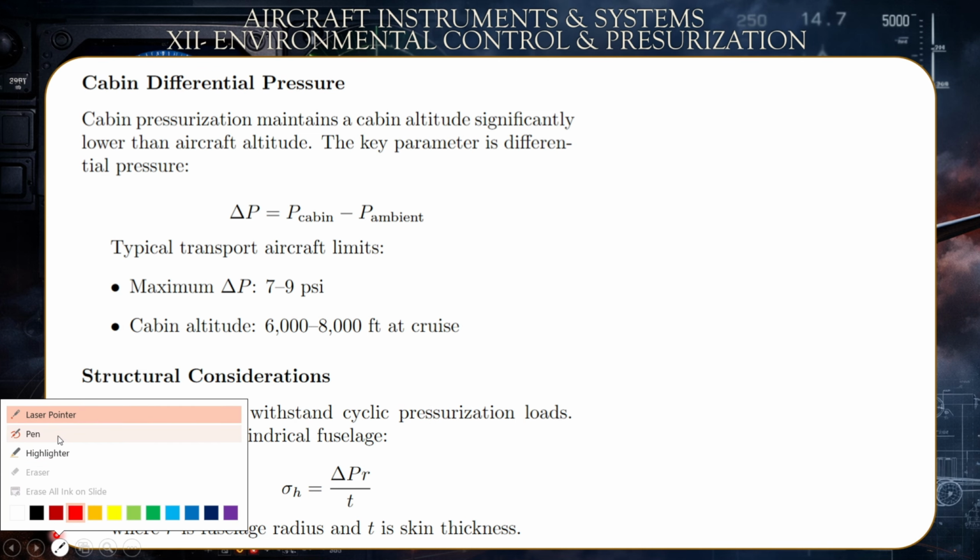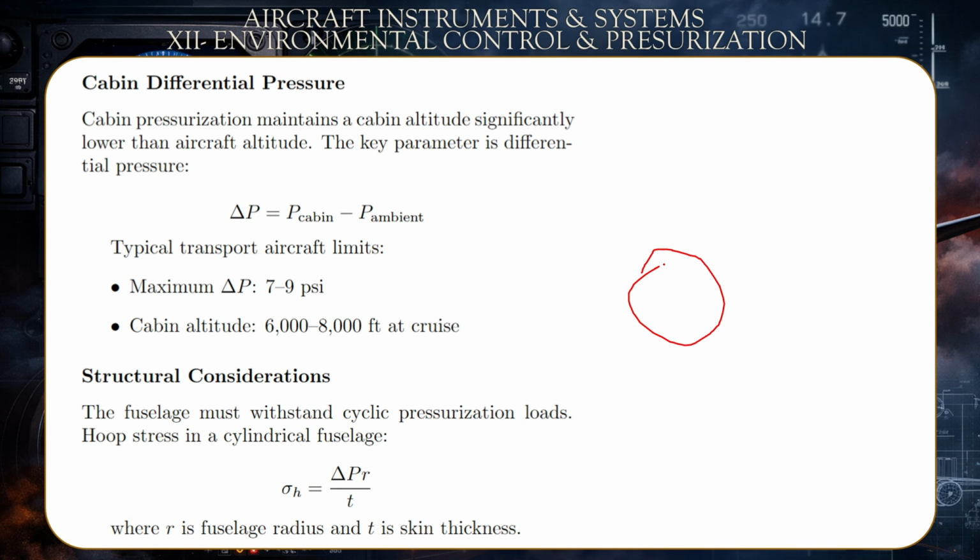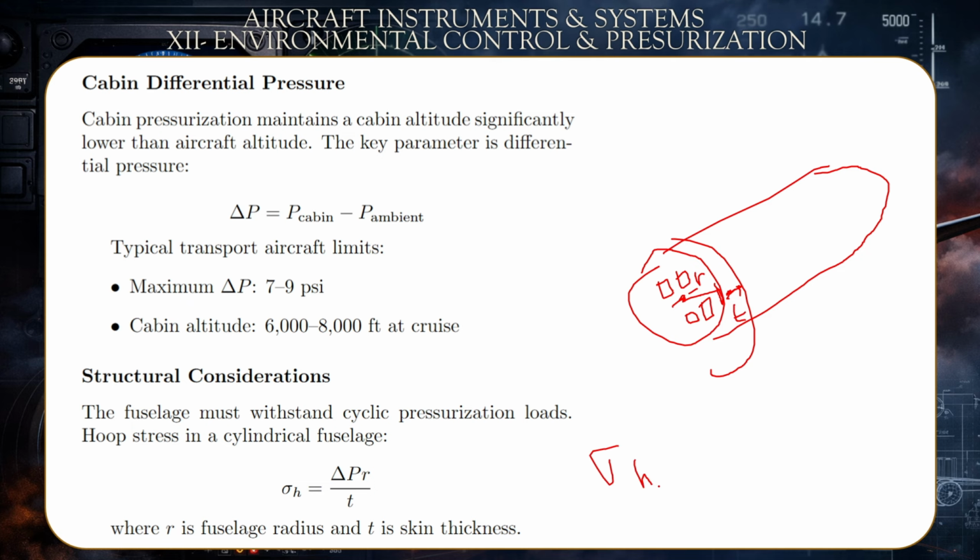So let me draw it for you. Let's say this is the fuselage, a section cut of the aircraft, and these are the different passengers sitting. The radius would be from the center to the external circumference. This is R. The thickness is the thickness of the skin of the aircraft, the thickness of the metal, that is t. So sigma_h, the structural hoop stress, is given by the pressure differential, the difference of pressure between cabin and ambient, delta P, multiplied by the radius of the fuselage, divided by t, the thickness of the skin of the aircraft.